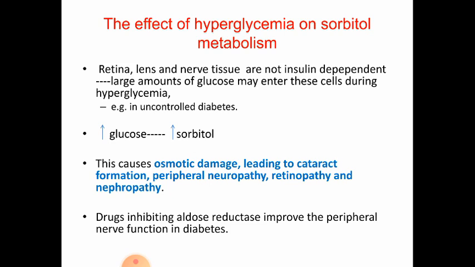Increased sorbitol means more water will come inside the cell, which causes osmotic damage leading to cataract, nephropathy, neuropathy and retinopathy. Drugs inhibiting aldose reductase improve the peripheral nerve functions in diabetes. So, there are certain drugs which inhibit the aldose reductase enzyme and can improve nerve functions in diabetes. But the cataract and all is much more complicated.